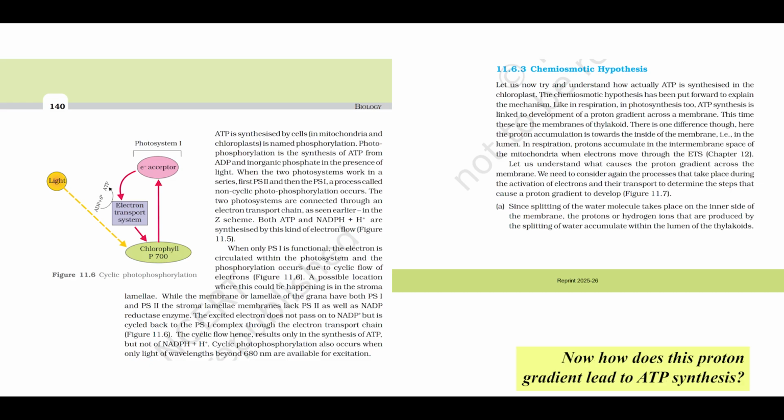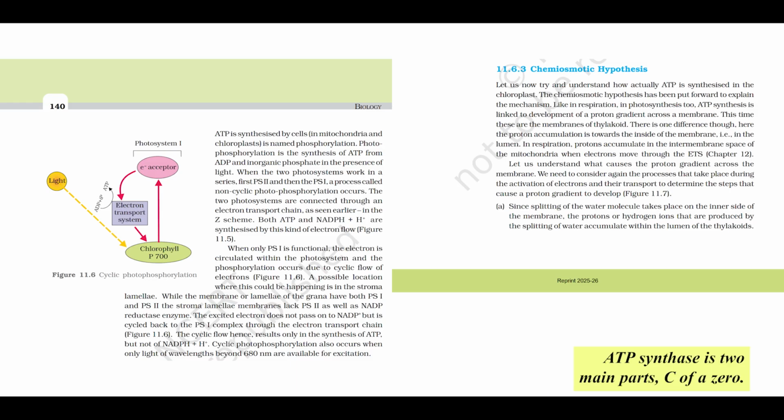Now, how does this proton gradient lead to ATP synthesis? The stored energy is released when protons flow back down their concentration gradient, from the high concentration in the lumen to the low concentration in the stroma. They can't just diffuse across the membrane, they flow through a special channel. This channel is part of a remarkable protein complex embedded in the membrane called ATP synthase.